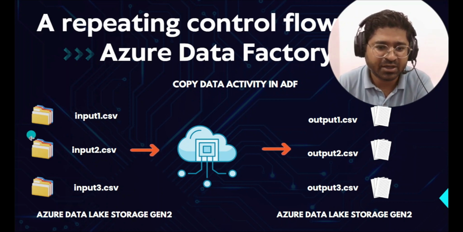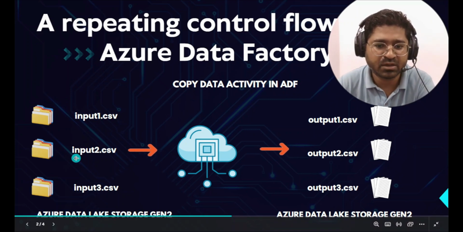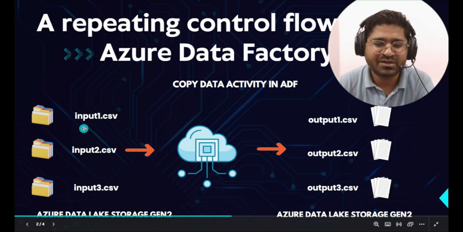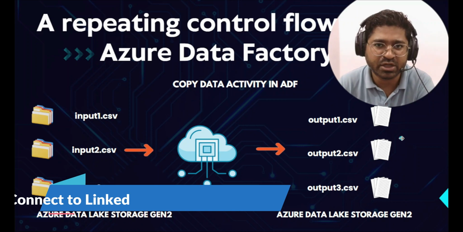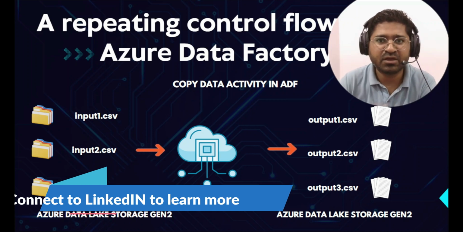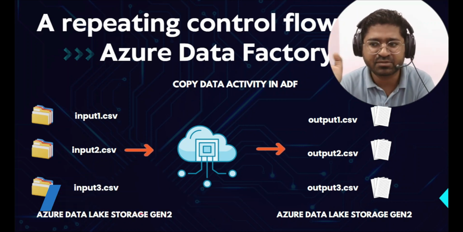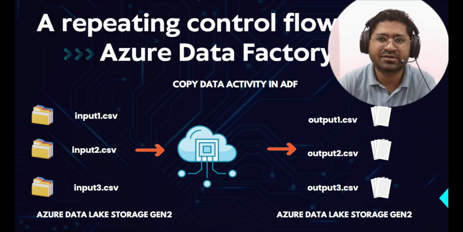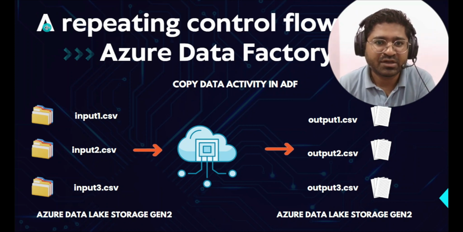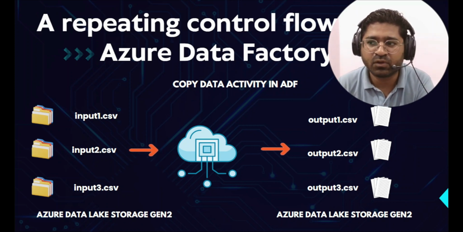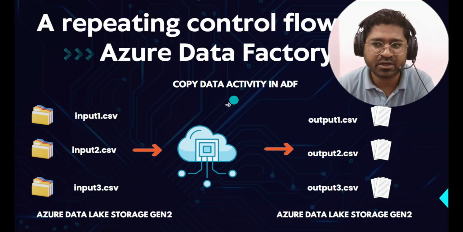So here on the left-hand side we have input1, input2, input3.csv, all these structured files. I want to move all these files into a different storage location. This might be another directory, another folder in ADLS, or in another ADLS, or in the same ADLS. So this is nothing but a repeating control flow in Azure Data Factory, and we are going to perform a Copy Data activity inside the ForEach.